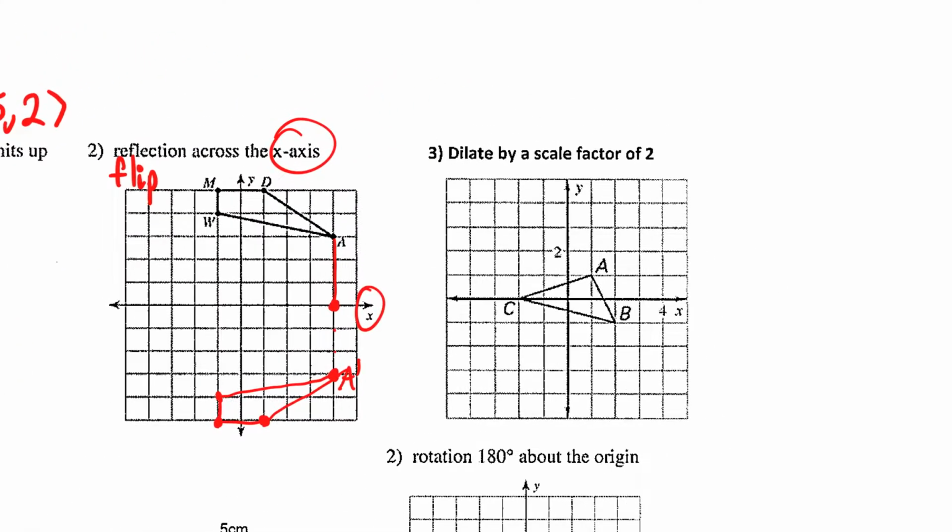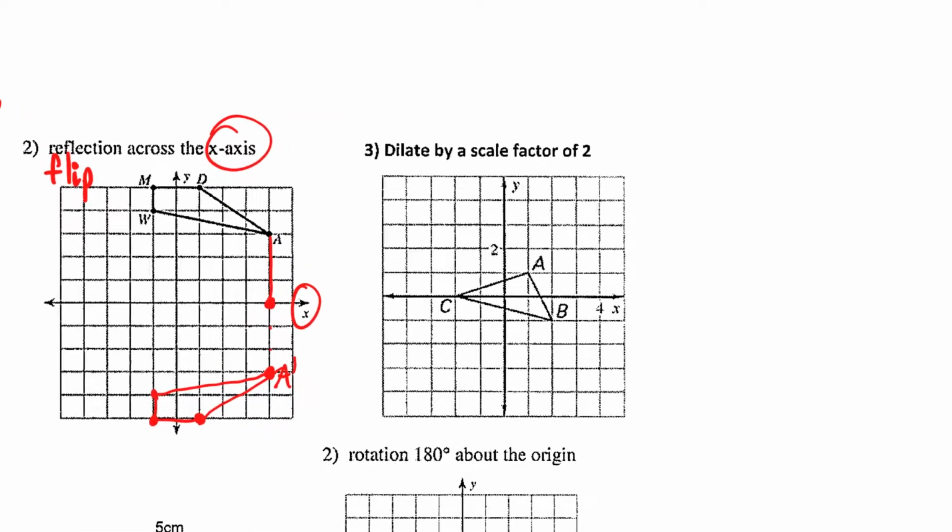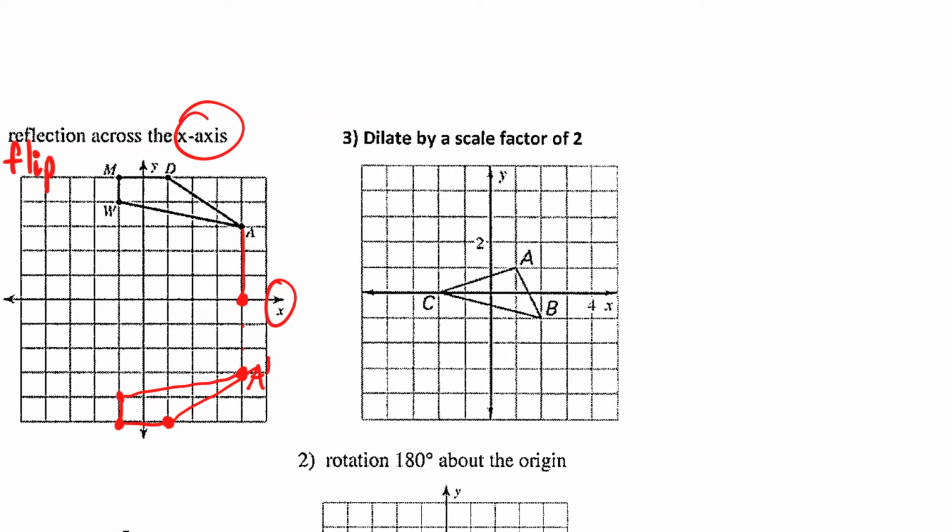Okay, now number 3 is like what we did yesterday. We're going to dilate by a scale factor of 2. So what's going to happen with this? Scale factor of 2 is going to get bigger or smaller? It's going to get bigger. Okay, so what are the coordinates of A? 1, 1. So remember, what do we do with the dilation? Just multiply everything by the scale factor, which is 2 in this case. So 1, 1 times 2 is going to be what? 2, 2. So there's my new A.